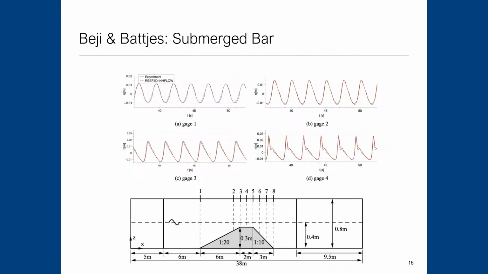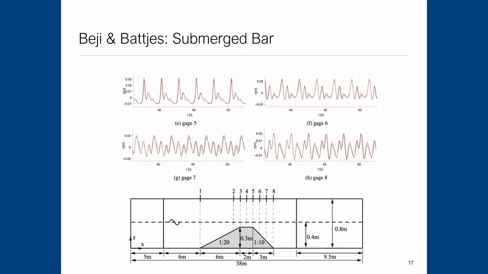For gauge 2, it's at the end of the shoal. We have shoaling, that means wave height is increasing and the wave gets more nonlinear. Then at gauge 4, which is in the middle of this flat part, you can see additional peaks appear. And then when you move further towards gauges 5, 6, 7, 8, the higher order harmonics are appearing, and you can see that the model can capture that quite well.